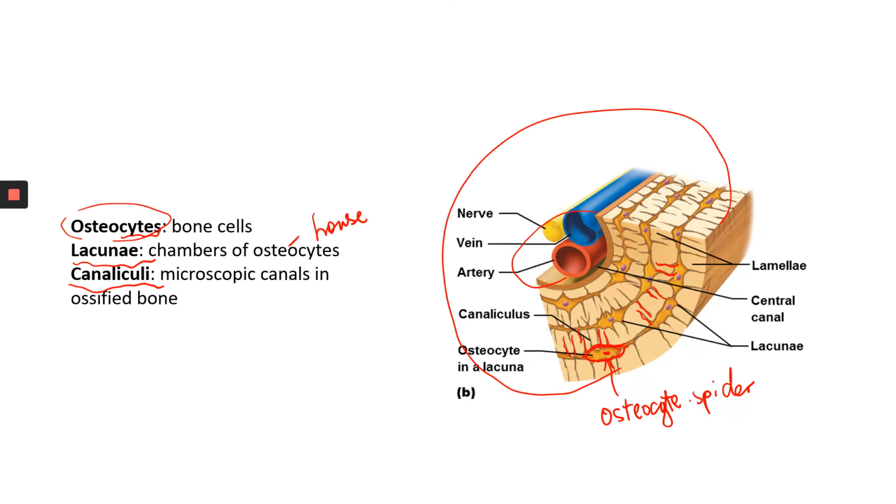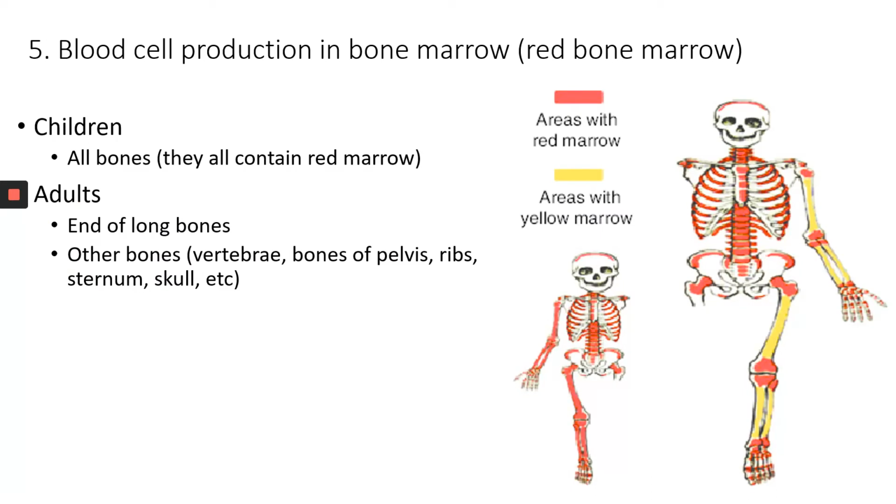All right. Let's move on. We're going to look at blood production in bone marrow. We actually mentioned this a little bit. This is all about what kind of bone marrow you have.